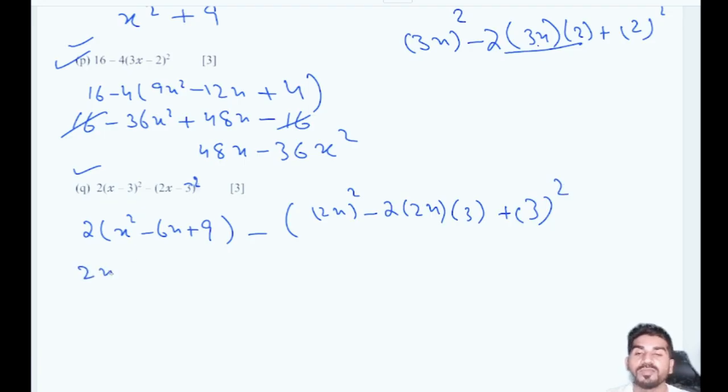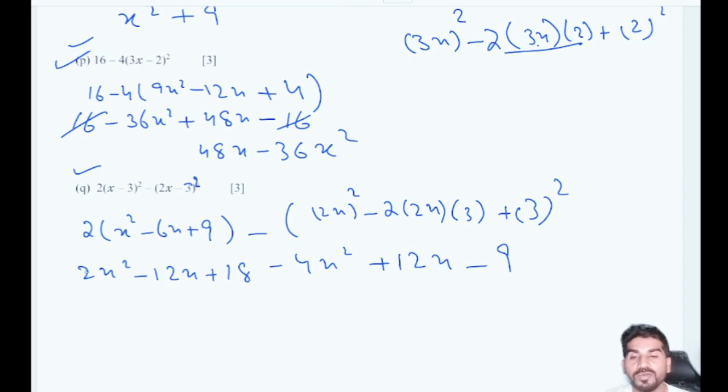Here it will be 2x squared minus 12x plus 18, and there will be negative 4 times x squared, 4 times 3 is 12, positive 12x, and there is negative 9. So 3 squared is 9. So there is 2x squared minus 4x squared, it will be negative 2x squared. And there is 12x, positive and negative, it will be 0. And 18 minus 9, it is 9. 9 minus 2x squared, it will be the answer.